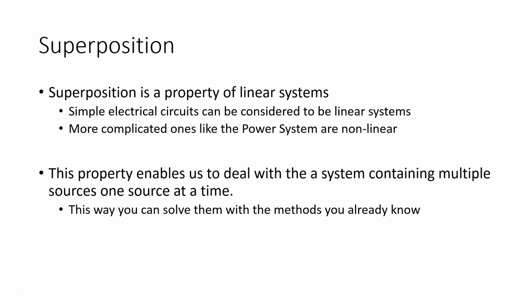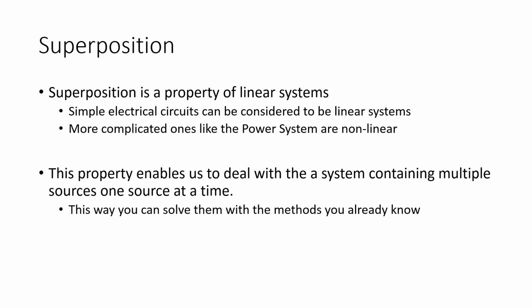Superposition is a property of linear systems, and this is the category into which simple electrical circuits like the ones we have been doing with RLs and Cs fall into. And there are others, of course, like the power system and things where you have semiconductors and diodes and so on, the kind of things you'll be doing in electronics. Some of those do not fall into the category of linear circuits.